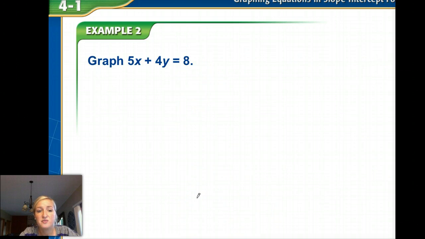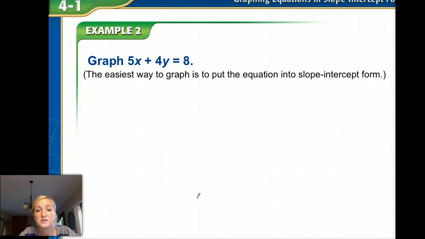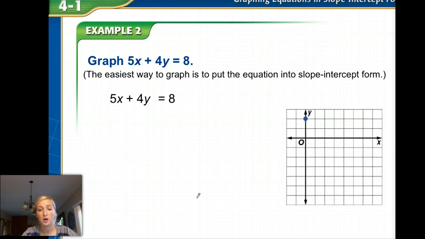All right, if we need to graph 5x plus 4y equals 8, the easiest way to graph is to always put them into slope-intercept form. Slope-intercept form is our fastest way to actually graph a line. So right now my equation is 5x plus 4y equals 8. Well, I want to get it into y equals mx plus b.